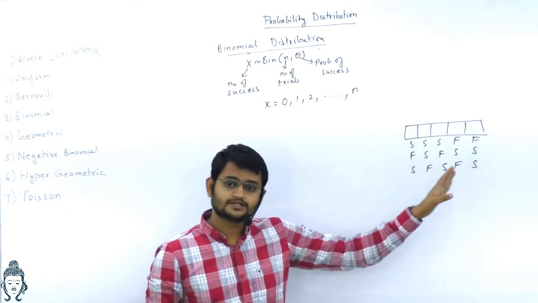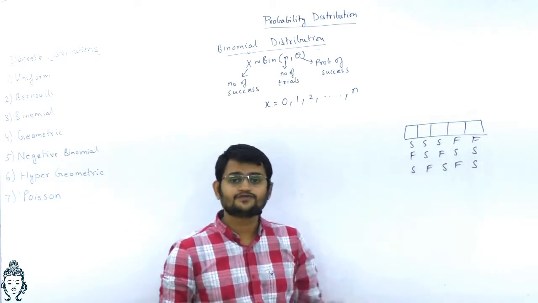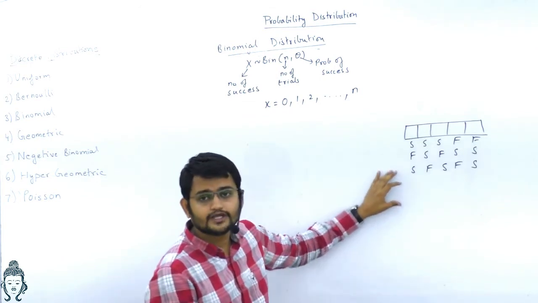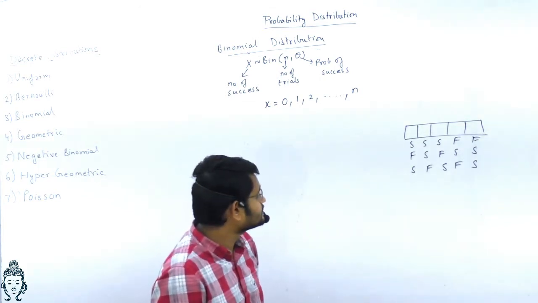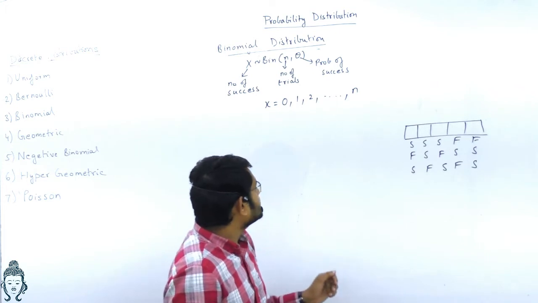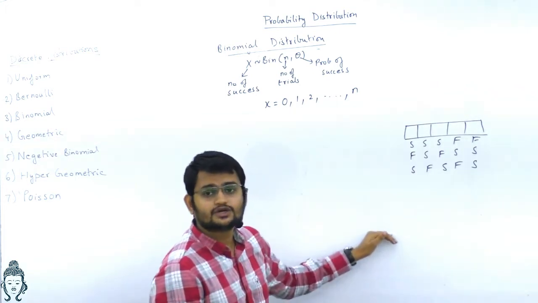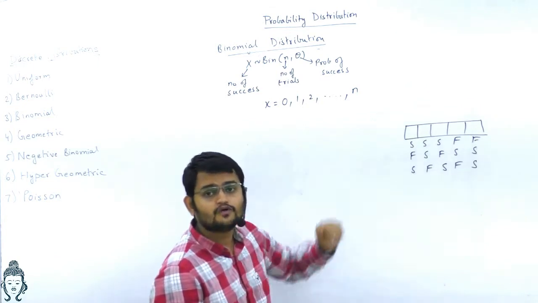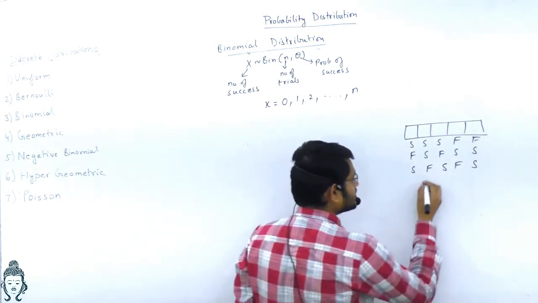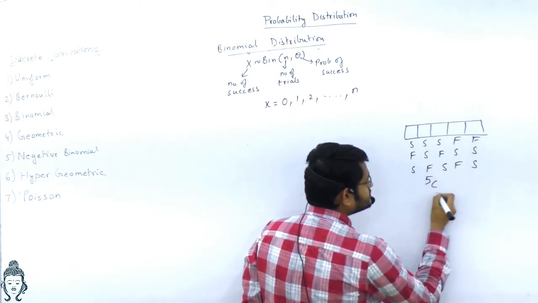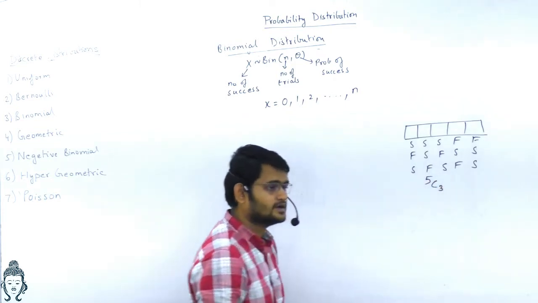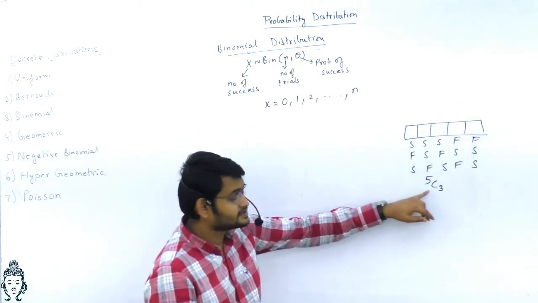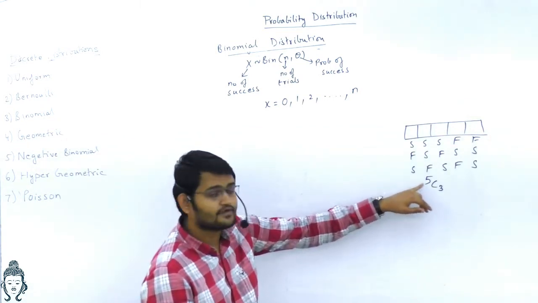I can get 3 successes and 2 failures out of these 5 trials, or you can say 3 heads and 2 tails out of 5 coin tosses. So basically, how many such ways can I actually get 3 successes out of 5 trials? That is 5C3. So we can get 3 successes out of 5 trials using 5C3.